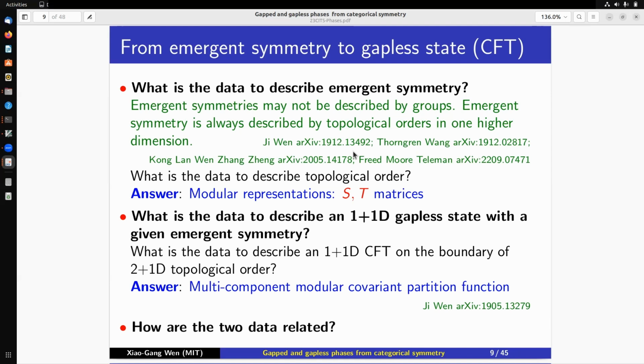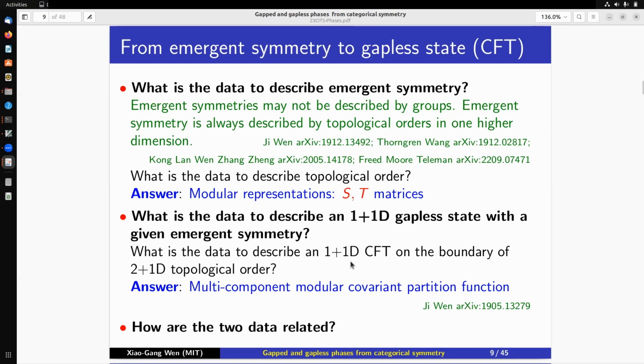So for 1 + 1 dimensional symmetry, the topological order in one higher dimension, that's in 2 + 1 dimension, is basically described by this ST matrix. So basically, the 1 + 1 dimensional symmetry is described by the ST matrix. So that's how we describe generalized symmetry.